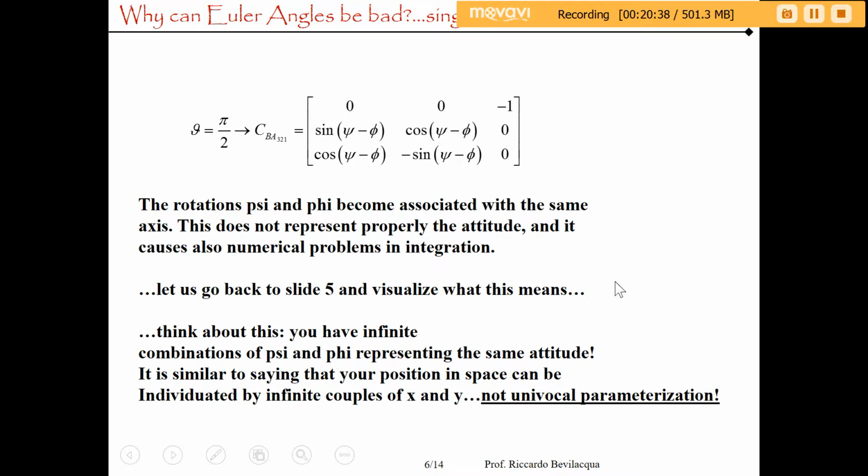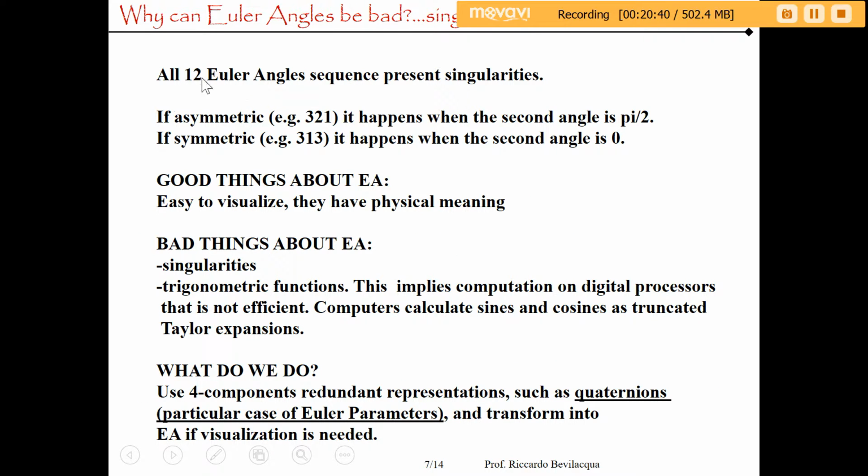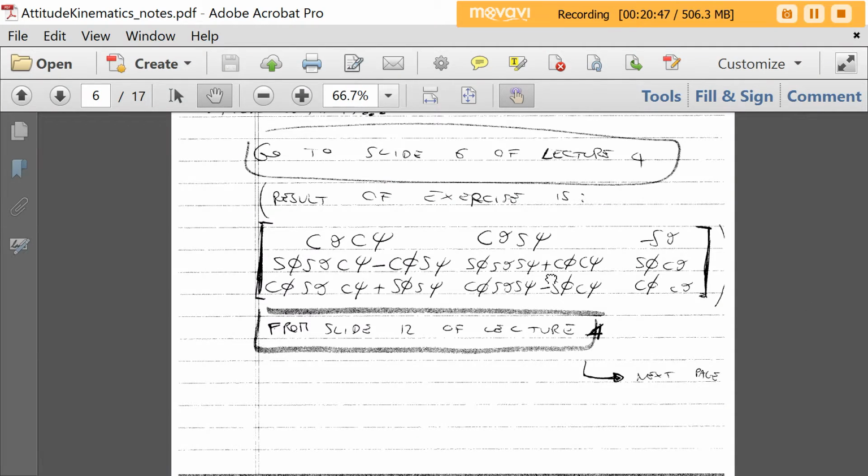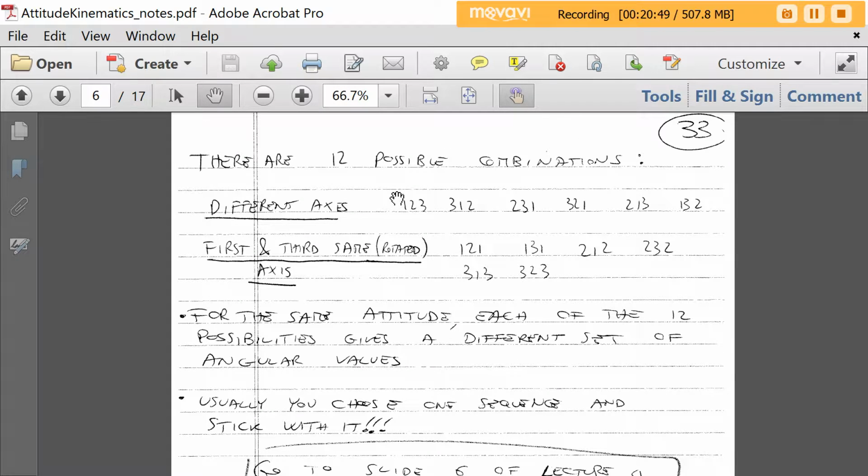This happens with all Euler angles. All 12 possible sequences have singularities. Let me go back to my PDF. I think I have a list of the possible combinations. These are all the things you can do. You can do 1, 2, 3, 3, 1, 2, etc. There are asymmetric ones, or symmetric ones where the first and last axes are the same. So you have 1, 2, 3, 4, 5, 6, 7, 8, 9, 10, 11, and 12 possible combinations.